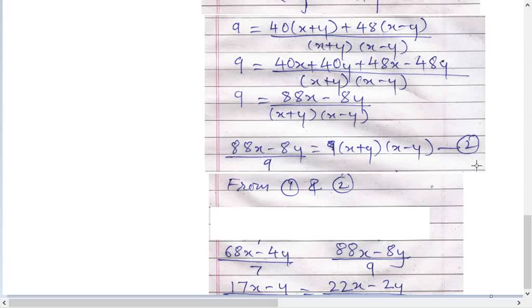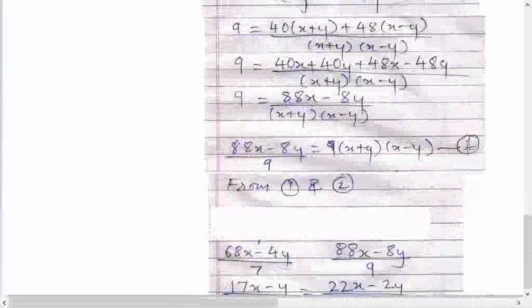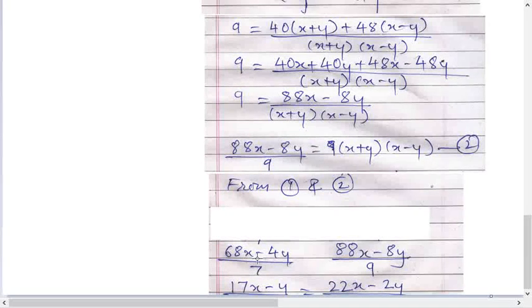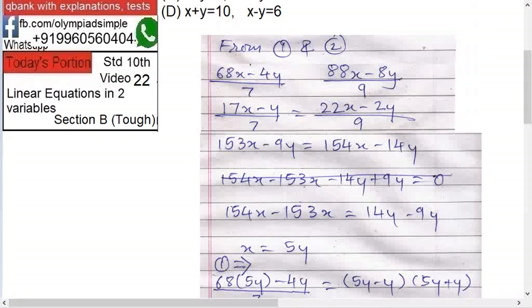So from 1 and 2 what we get? This is 1, this is 2. What we get? (68x - 4y)/7 = (88x - 8y)/9. Right? So what we have? (68x - 4y)/7 = (88x - 8y)/9. Right? Divide both the sides by 4. You get (17x - y)/7 = (22x - 2y)/9.